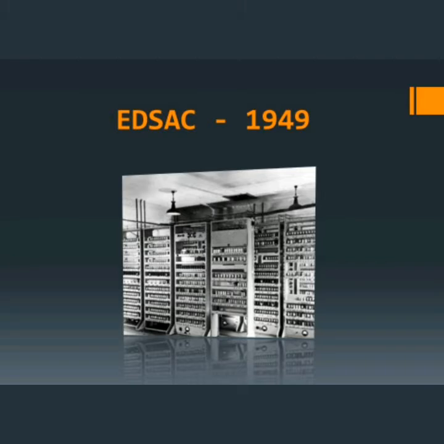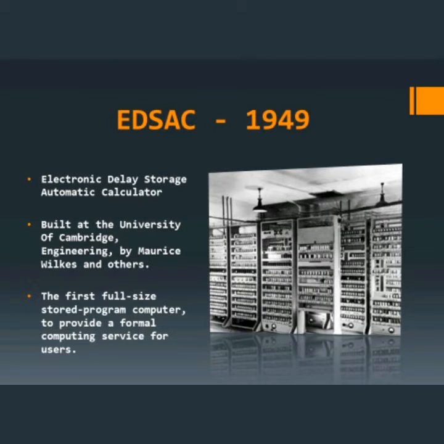In 1949, the Electronic Delay Storage Automatic Calculator, EDSAC, was introduced. EDSAC was built at the University of Cambridge Engineering by Maurice Wilkes and others, the first full-size stored program computer to provide a formal computing service for users. It used mercury delay lines for memory and 3,000 vacuum tubes for logic. Programs were input using 5-hole punch tape and output was via a teleprinter.